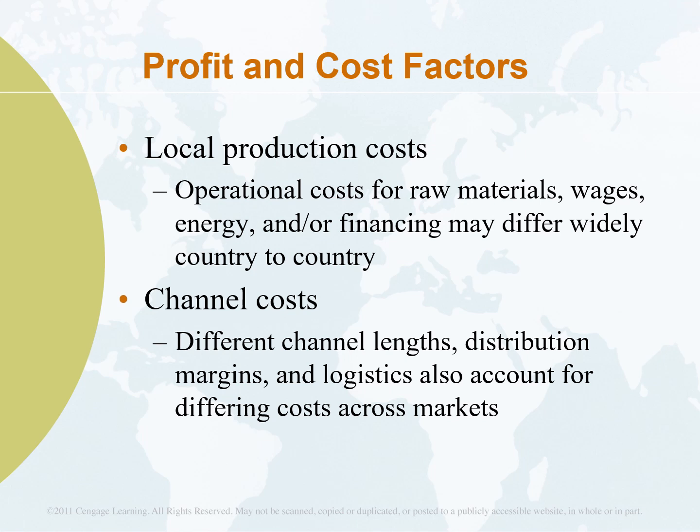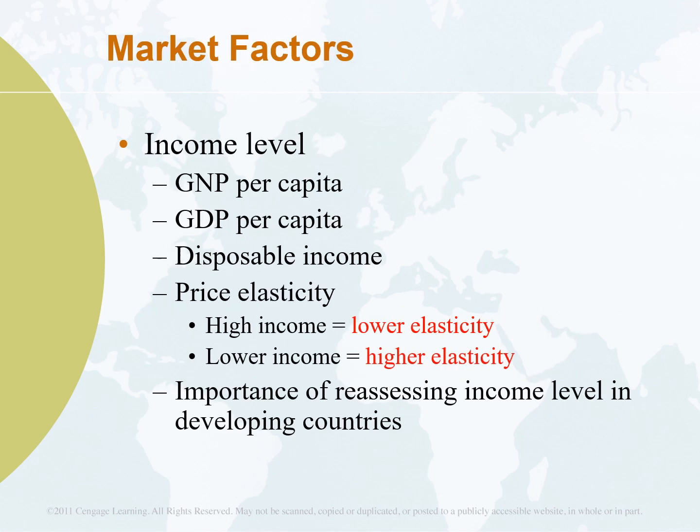You also consider local production costs. Operational costs for raw materials, wages, energy, and financing differ widely from country to country. Okay? Channel costs: different channel lengths, distribution margins, and logistics also account for differing costs across markets. Okay? You have to consider market factors, the income level, GNP per capita, GNP being gross national product, or GDP per capita, GDP, gross domestic product.